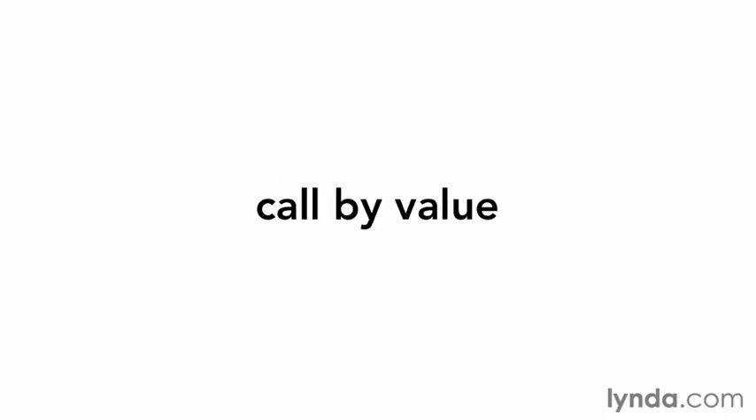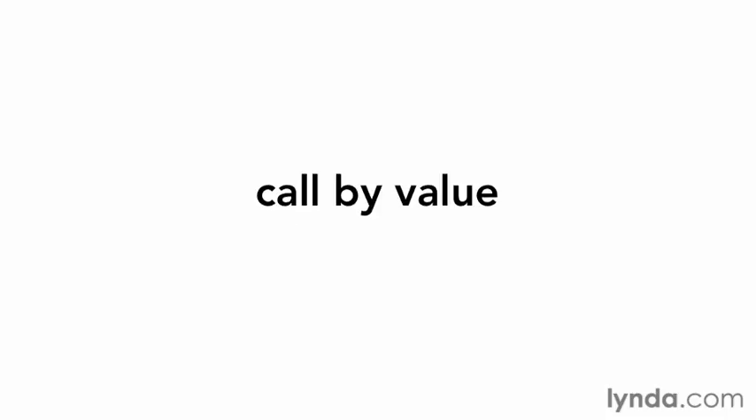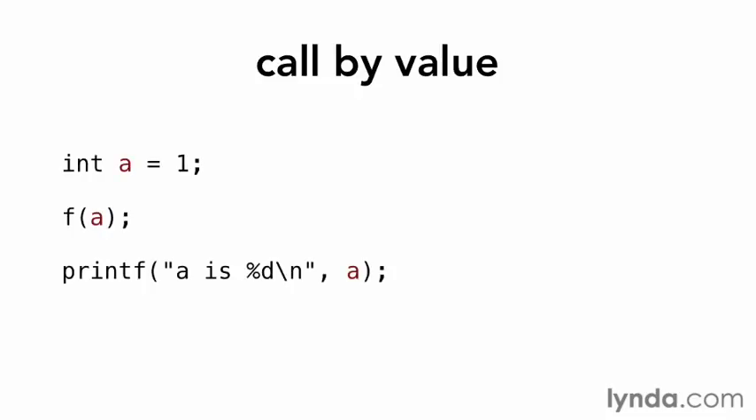So when you call a function and pass it a variable, a copy of the content of the variable is passed to the function. If the function then changes that value, the caller's copy remains unchanged. For example, here we have a variable a with the value 1. This variable is passed to a function f. After the function returns, we print the value.